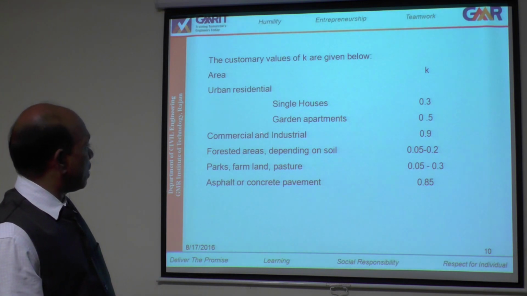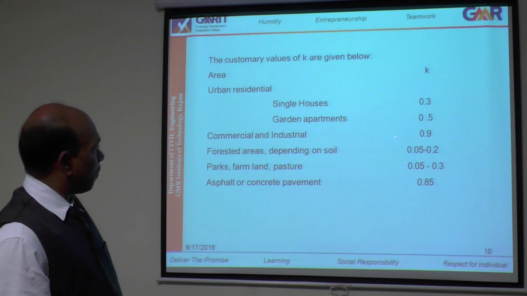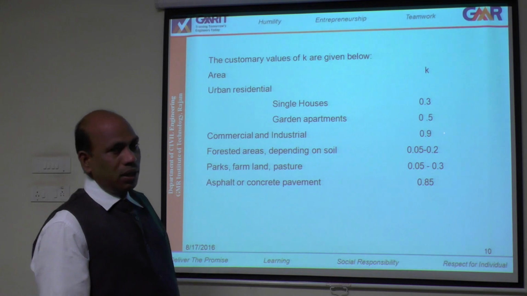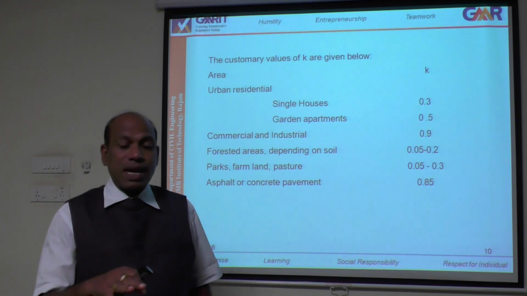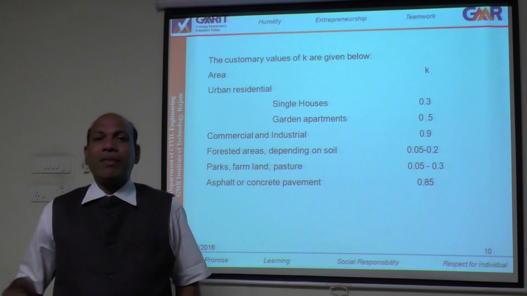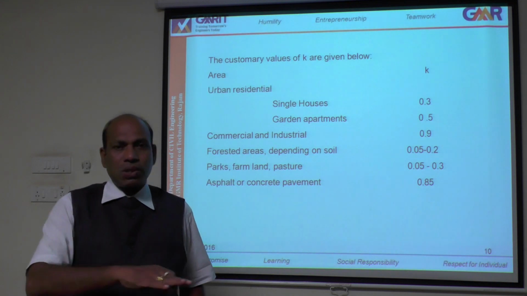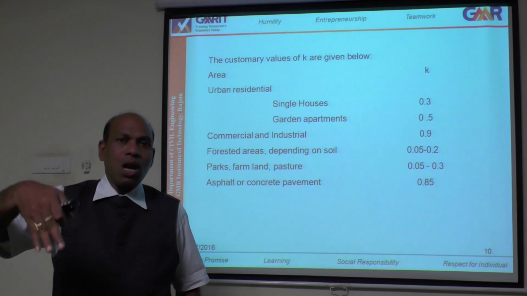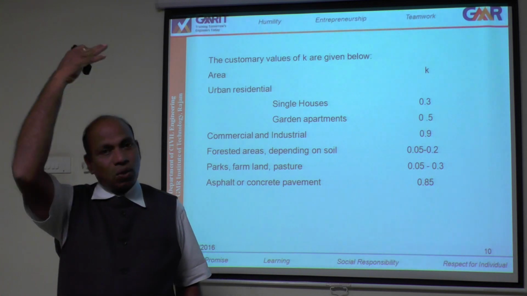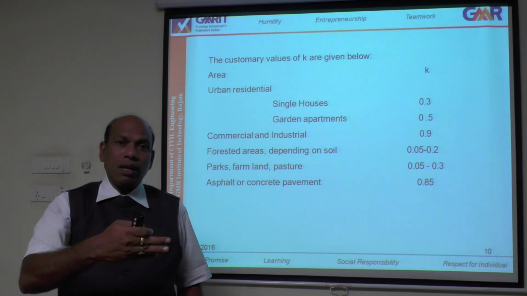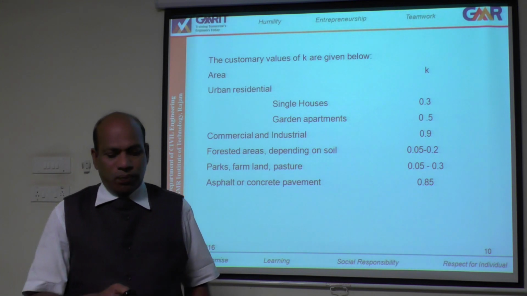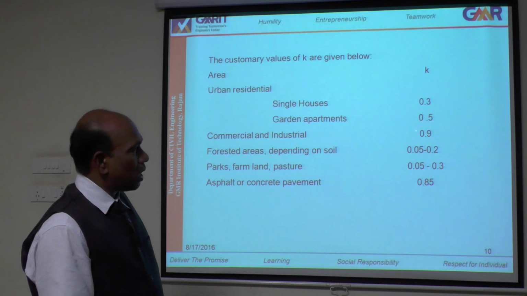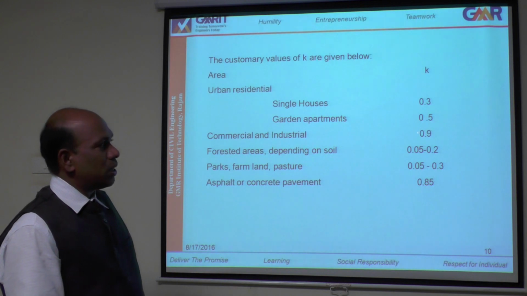Whereas in the case of commercial and industrial areas, the value of K is 0.9. That means this is almost equal to 1. Because in industrial areas, the entire area is covered with impervious layers. Once the surface layer is impervious, there is no chance for water to enter into the ground. In that case, the total rainfall is converted into runoff. So in industrial areas, almost all the rainfall will be converted into runoff.